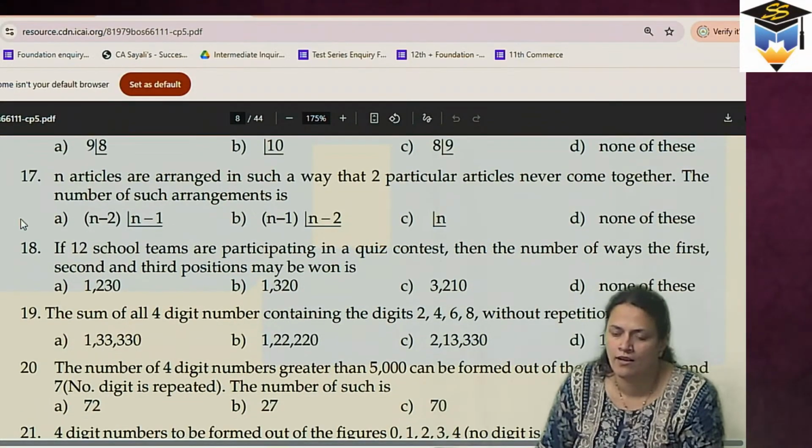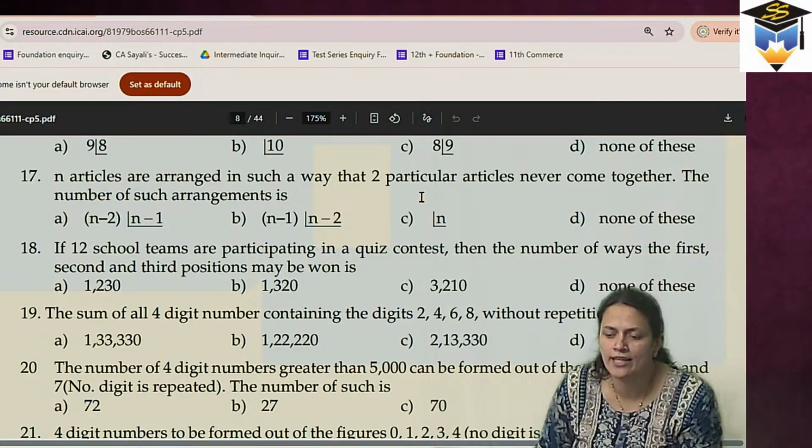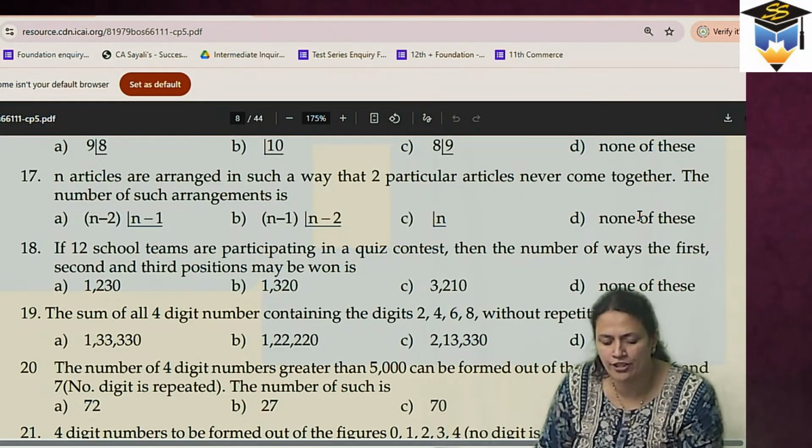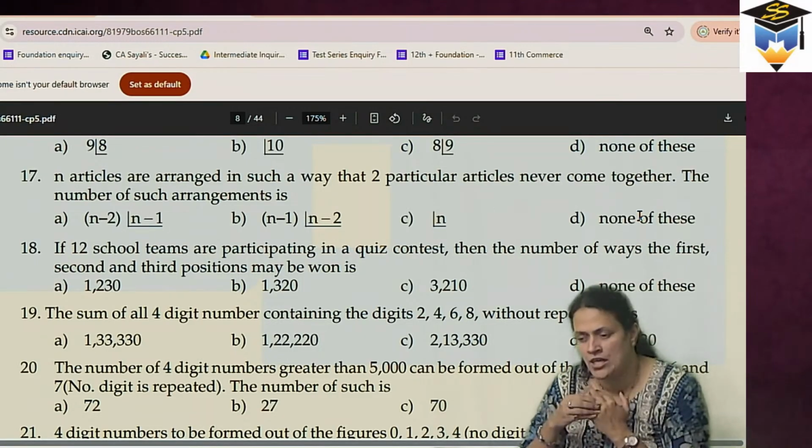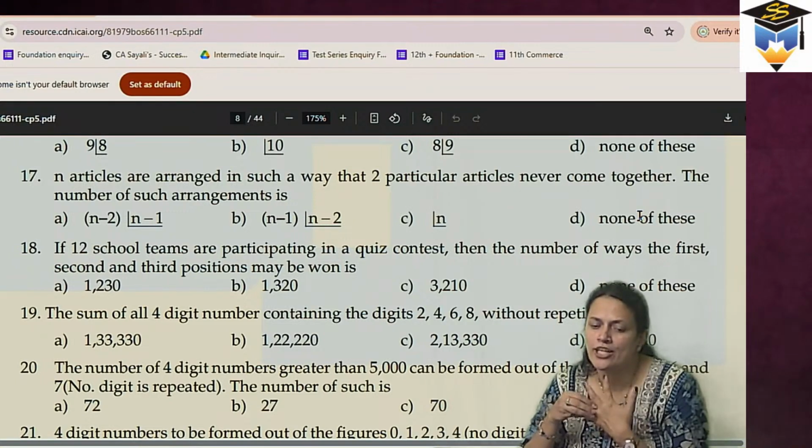Understood? Now let us go to question number 17. Again the same thing. N articles are arranged in such a way that two particular articles will never come together. So can you tell me the number of such arrangements will be?